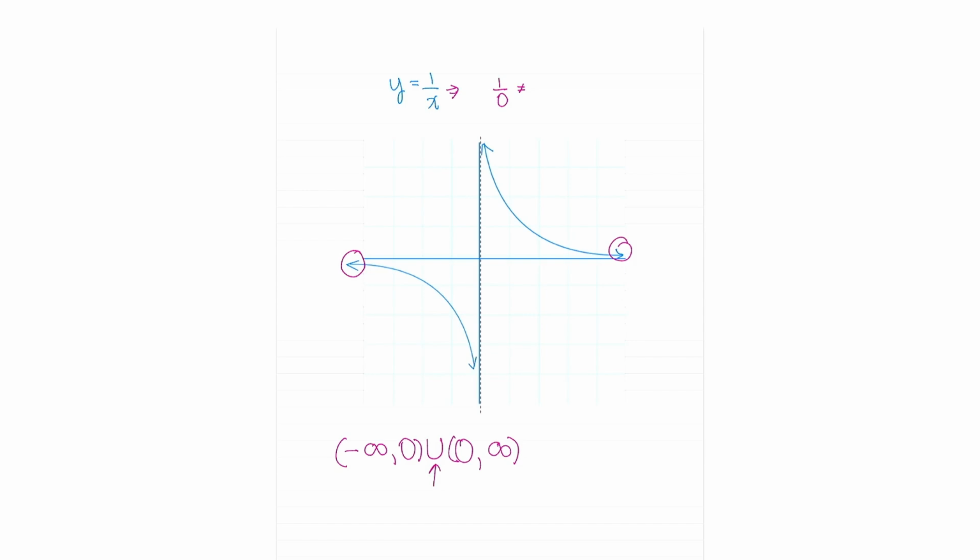So what it's saying is that the graph exists everywhere to the left of 0, that's this, and then also everywhere to the right of 0, that's this, but it does not include 0. That's what that middle part means. Now, let's talk about our range.